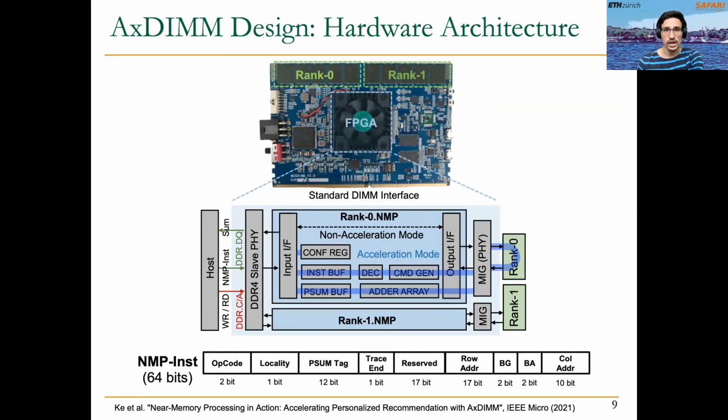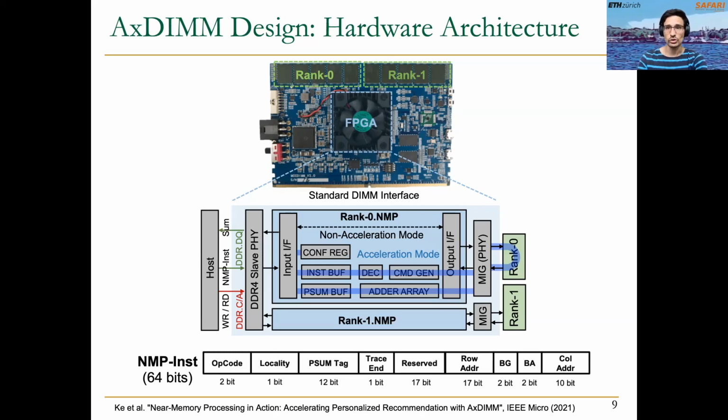As you see in this slide, it's a DIMM. AXDIM is a DIMM with a standard DIMM interface and 2 ranks of memory chips and an FPGA fabric, a configurable fabric, where we can implement different types of accelerators. In particular, this work presented the accelerator for recommendation systems.